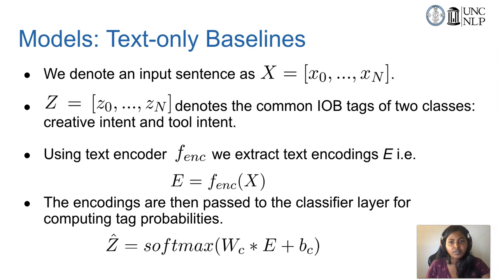In order to perform this task, we trained a series of models for the joint prediction of both tool and creative intents from this dataset. First, we run the text-only baselines. The text encoder is used to extract encodings, which are then passed to the classifier layer for computing tag probabilities.